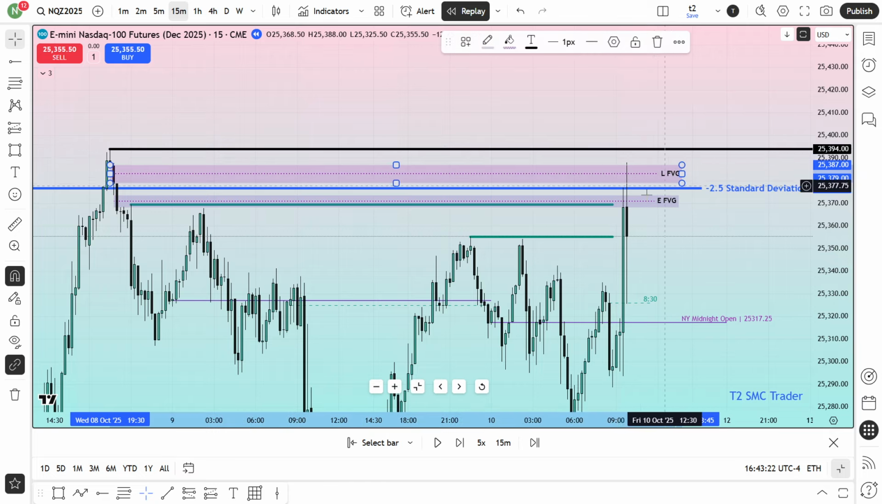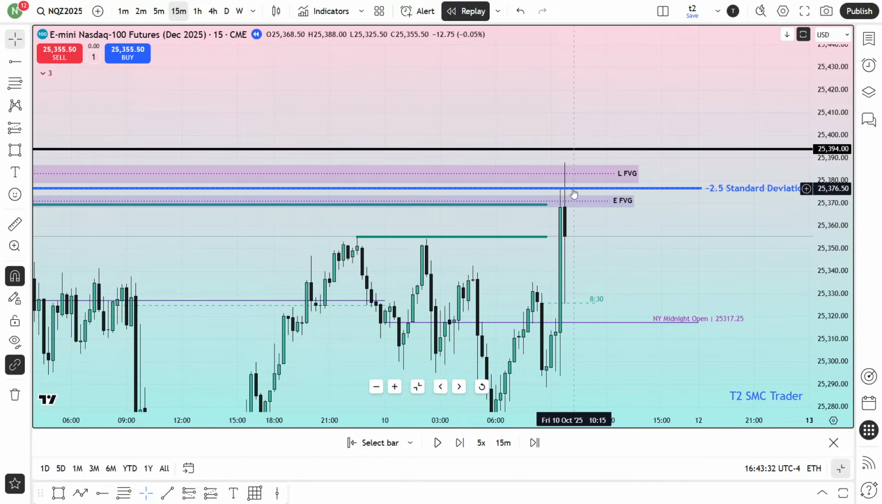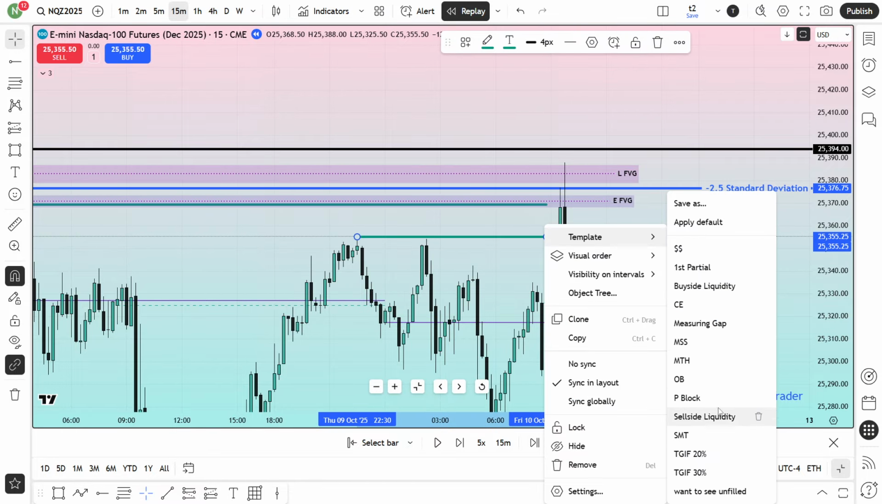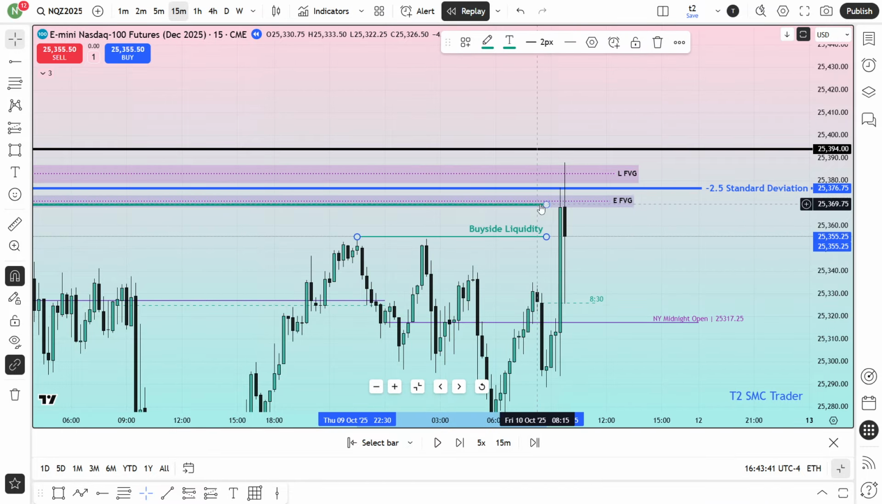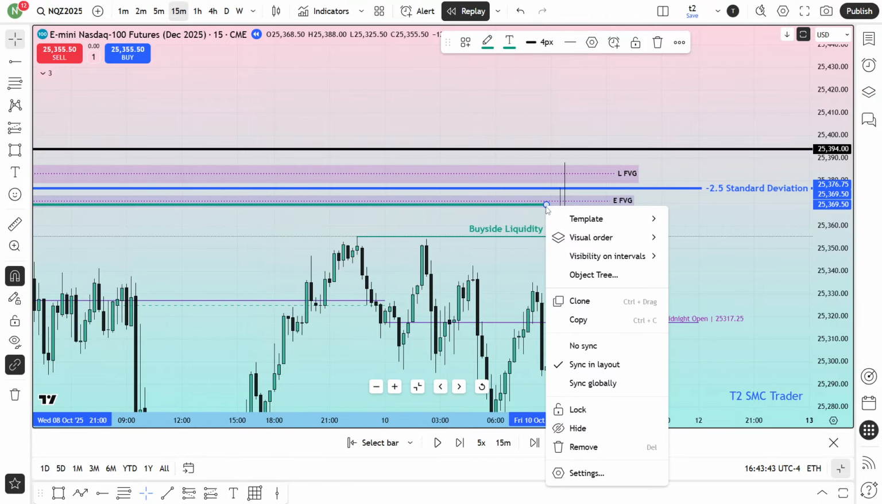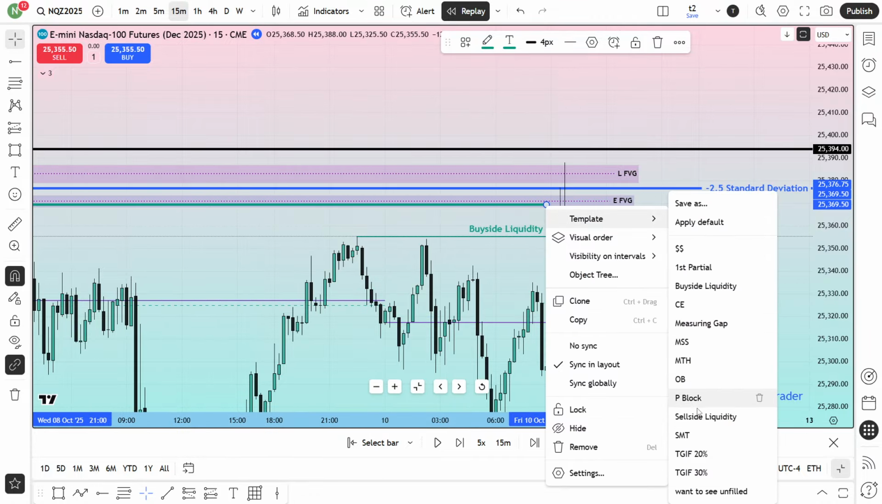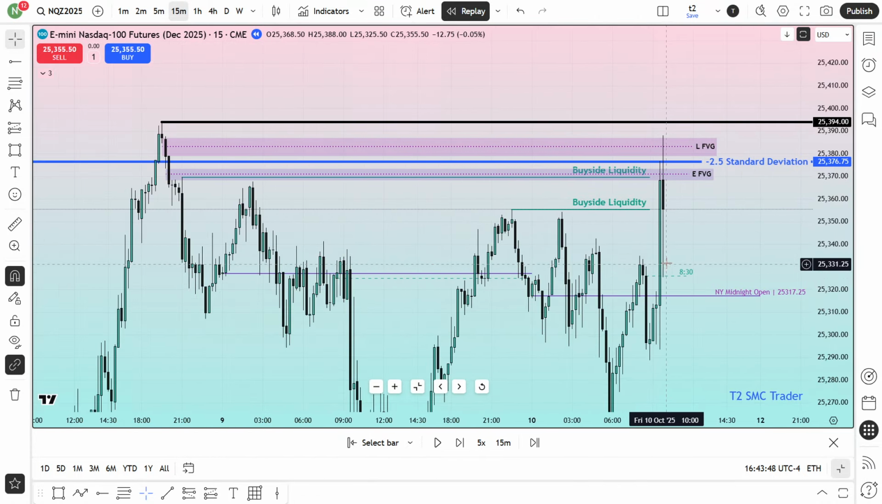Traded the last fair value gap. Bodies respected the minus 2.5 standard deviation. That means it didn't close above this line, which is telling me now I can use this minus 2.5 standard deviation as a resistance. It took the buy side liquidity, both this buy side liquidity and that buy side liquidity have been cleared. Everything has been cleared over here. I don't need to worry about buy side liquidity left, because the market didn't leave any buy side liquidity. It traded the last fair value gap, traded the minus 2.5 standard deviation.